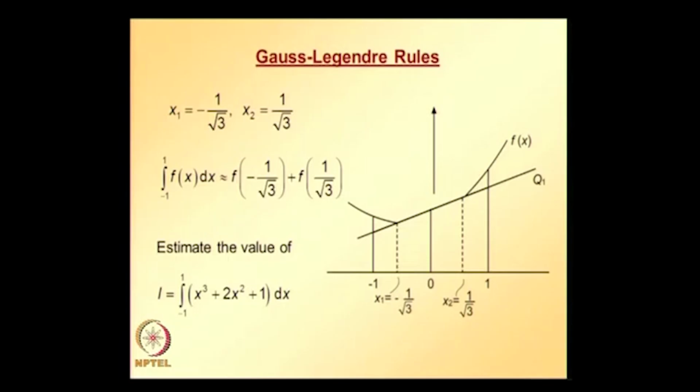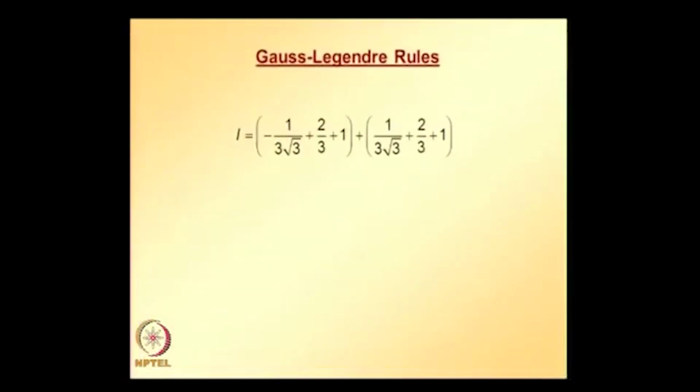So, estimate the value of this integral. The highest order of the integrand here is 3, and let us evaluate this integral using the 2-point Gauss-Legendre rule. So, we need to evaluate the function by substituting in the previous equation x is equal to minus 1 over root 3 and x is equal to 1 over root 3, we get this, and it turns out that the approximate solution is same as the exact solution.